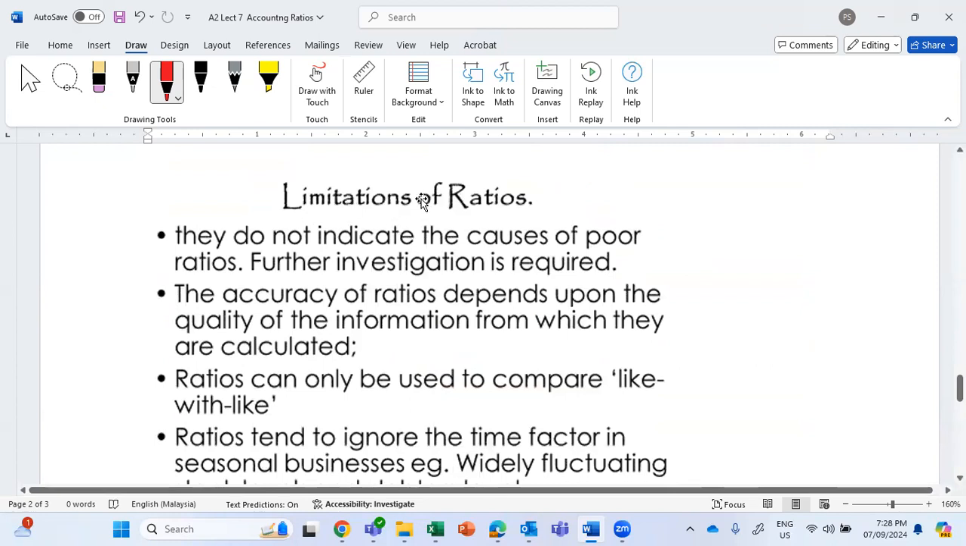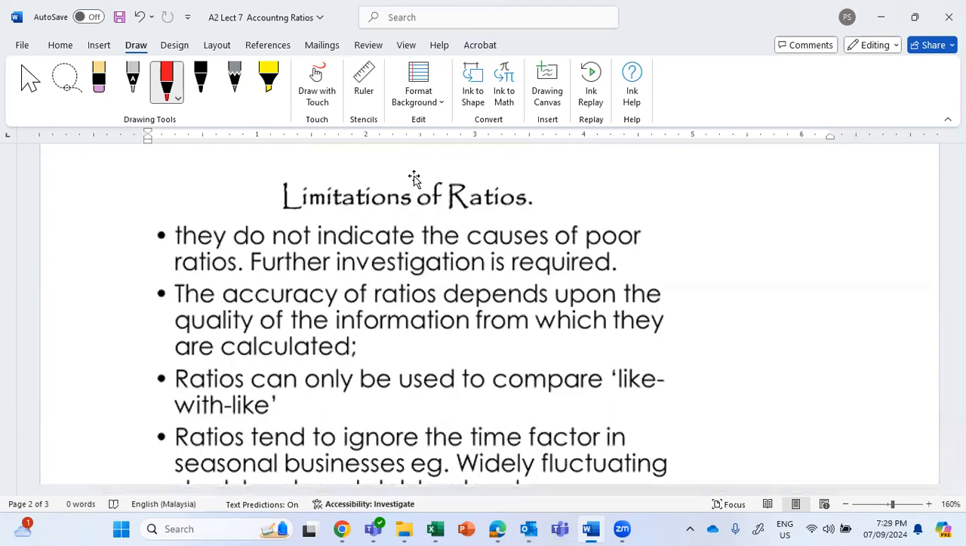Well, we've talked about limitations of ratio in AS, but I'll just go through it again in A2. So ratios have their limitation. You can know whether the financial performance is increasing or is getting better or getting worse, but ratio cannot tell you the reason for that. So to actually find out the reason of the financial performance getting better or worse, we need to probe further. We need to talk to the respective people in the respective department.